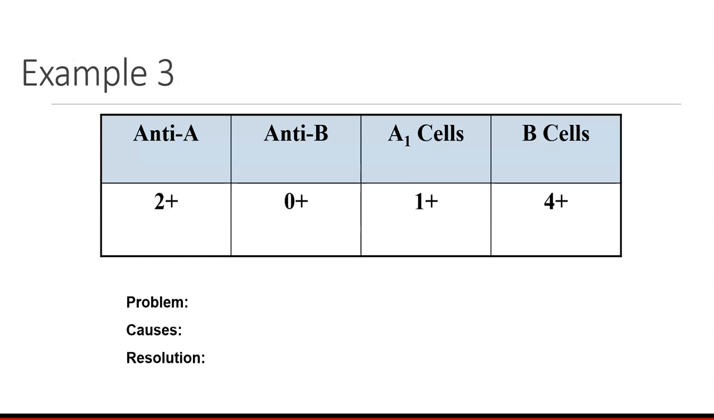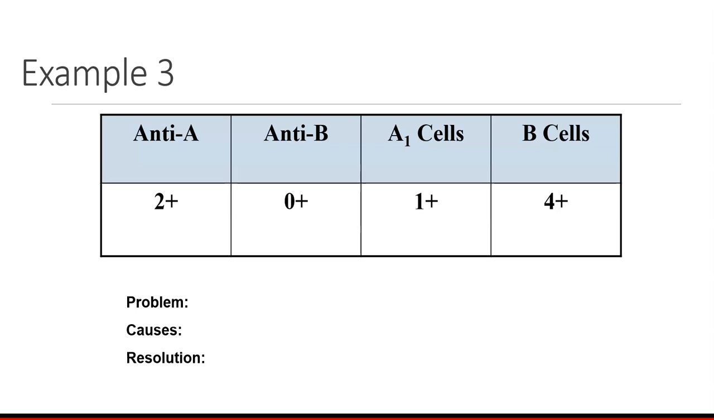So as always, let's interpret anti-A positive, anti-B negative, this person's group A. Reverse, positive A1 cells, positive B cells, the person's group O. So what is the problem? One of the problems is the 2+ reaction with anti-A. You should always get a 4+ reaction. In the reverse, we have a 1+ with our A1 cells. If you get less than 2+, then that's a problem that needs to be resolved.